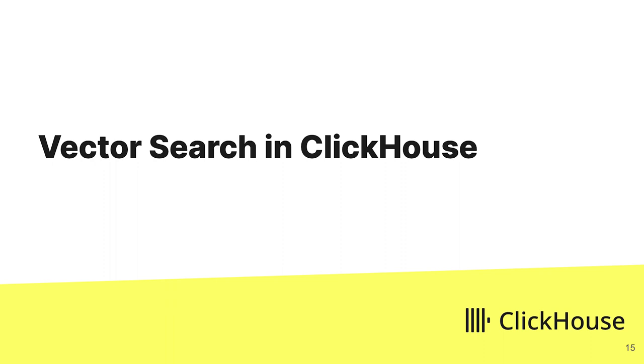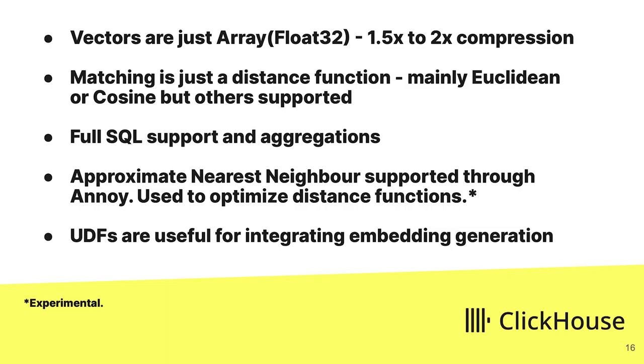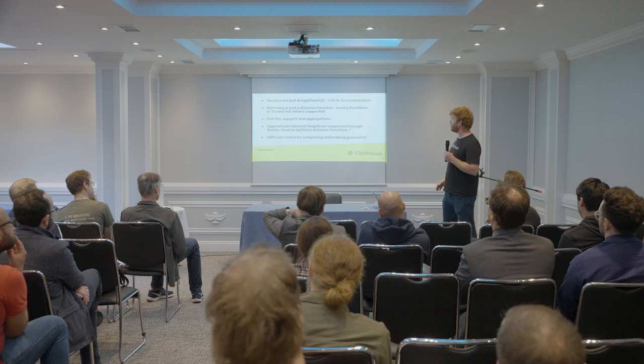So, vector search and ClickHouse. The key is that we're not a vector database. We're a database that happens to provide vector matching as a function. So vectors in ClickHouse are just arrays of Float32s.